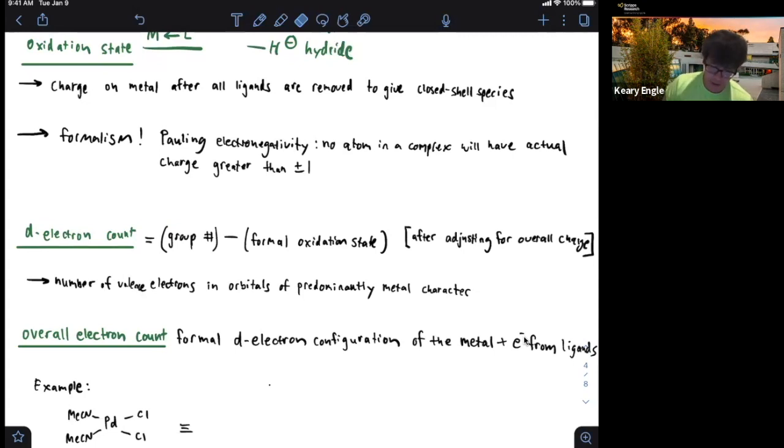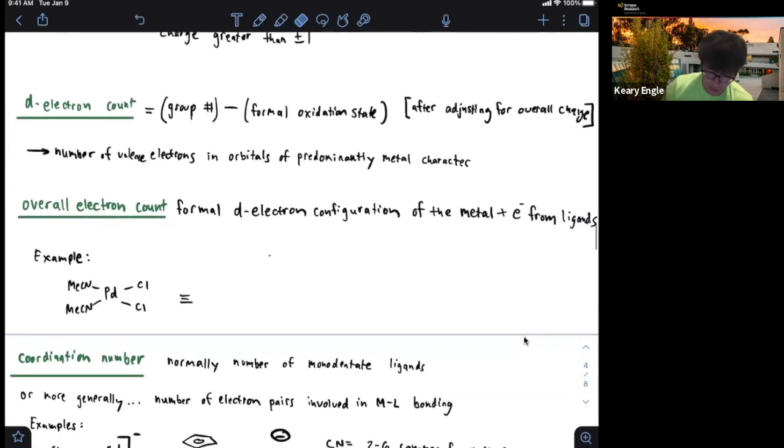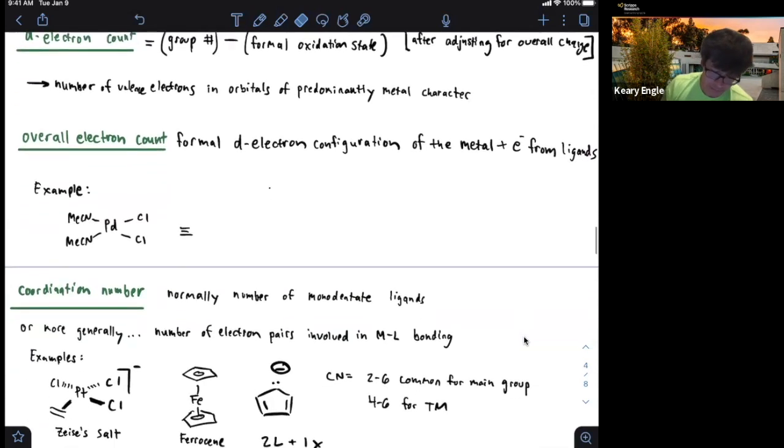Okay, another important metric is the d-electron count, and this is relatively easy to determine. You first figure out the group number of the metal involved in the complex, which you find just by what column of the periodic table it's in. Then, from the previous step, you know the oxidation state, and you just subtract the oxidation state from the group number to get the d-electron count. Of course, you sometimes will need to adjust for the overall charge of the complex.